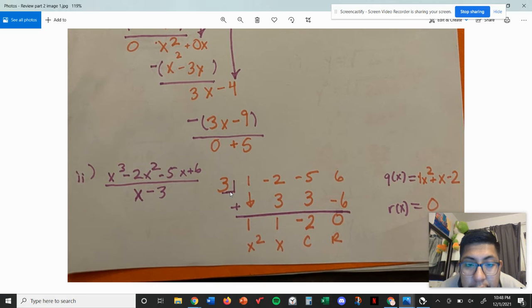Bring down the first coefficient. 3 times 1 is 3. Negative 2 plus 3 is 1. 3 times 1 is 3. Negative 5 plus 3 is negative 2. Negative 2 times 3 is negative 6. 6 minus 6 is 0. So there's no remainder. Then these numbers here are the coefficients to my new quotient that starts with x squared, because the dividend starts with x cubed. So it's 1x squared plus x minus 2 with no remainder. Okay. So that was the first page.